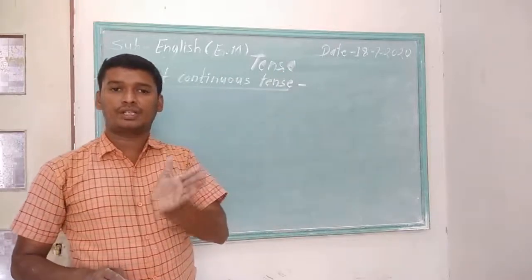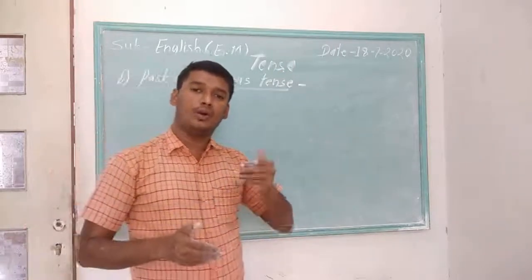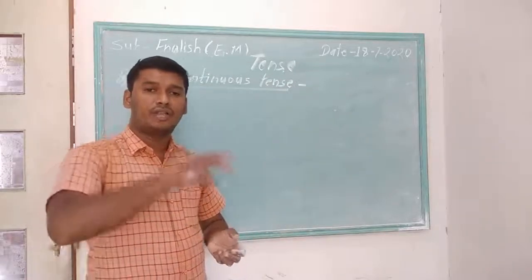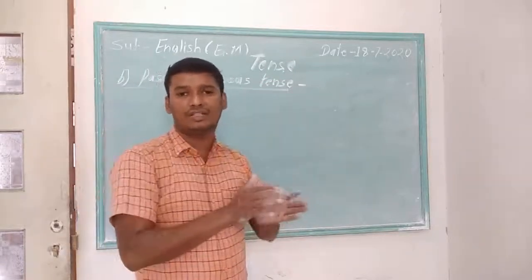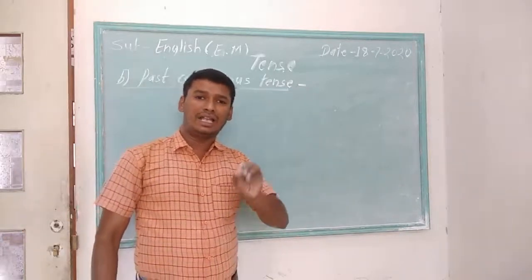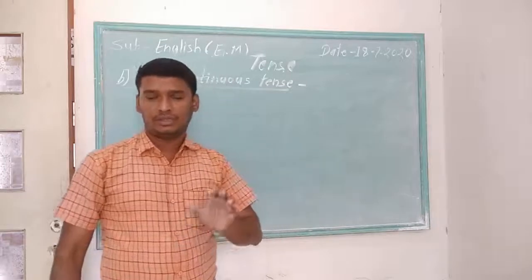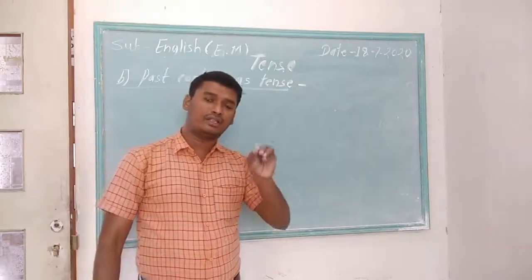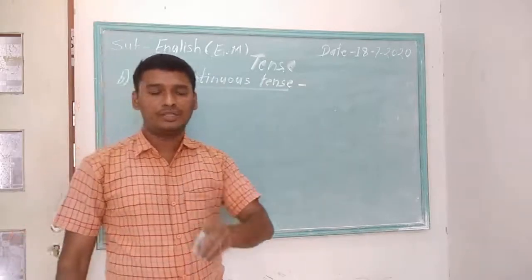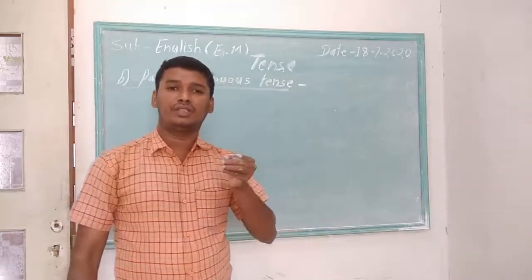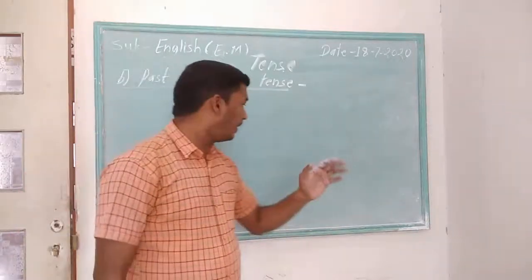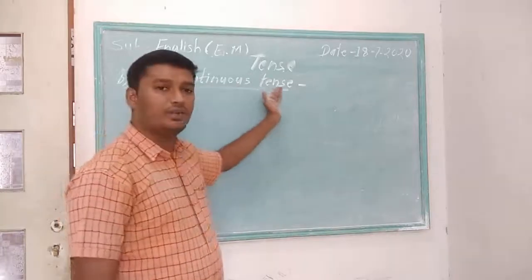Present continuous tense is the action going on in the present, and past continuous tense is the action going on in the past. That is the difference. Suppose yesterday you were learning at this time. Then that is past continuous. It means a continuous action in the past is expressed by this past continuous tense.